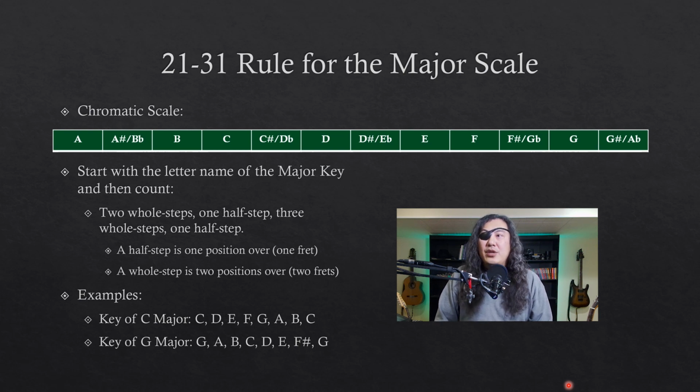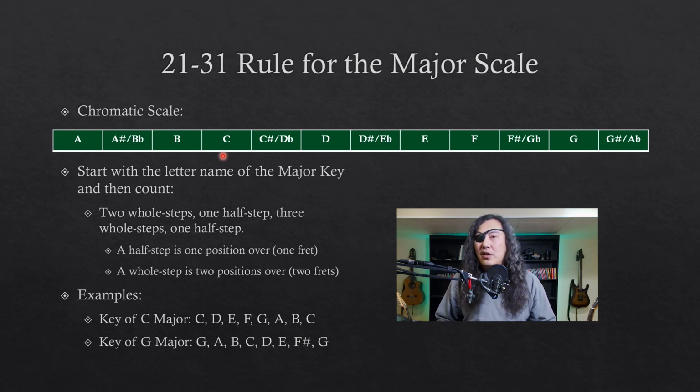So in the key of G, we're going to start with the letter name of our key. So we're going to start on G. That is our root. That is our first scale degree. That is the starting point for the scale. So 21, 2 whole steps, 1/2 step. We're going to go from G to A. That's 1 whole step. A to B. That is our second whole step. B to C. That is our 1/2 step. That's 21. So the first 4 notes of the key of G, the G major scale, are G, A, B, C.